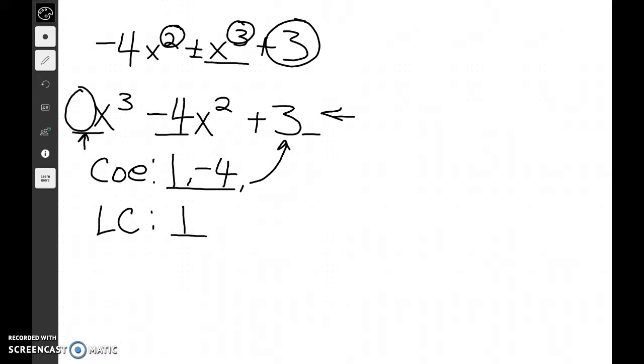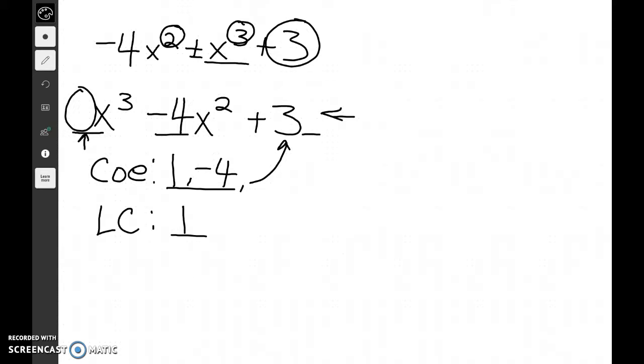Now down there at the bottom it says practice. It says write the polynomial x minus 4x cubed plus x to the fourth plus 3 in standard form, and then list the coefficients and the leading coefficient. I want you to go ahead and practice that. You can pause the video now if you want to try that problem.